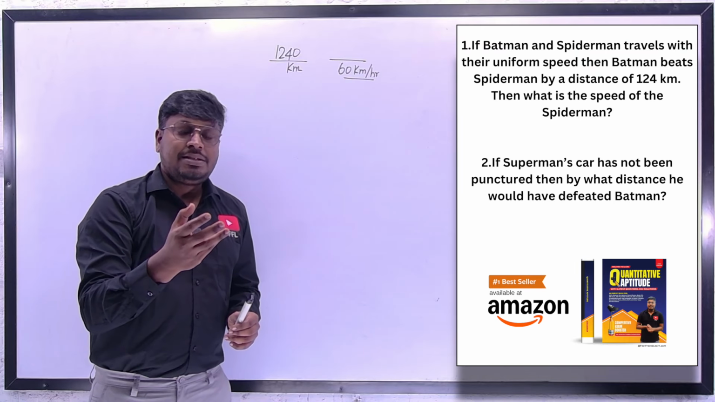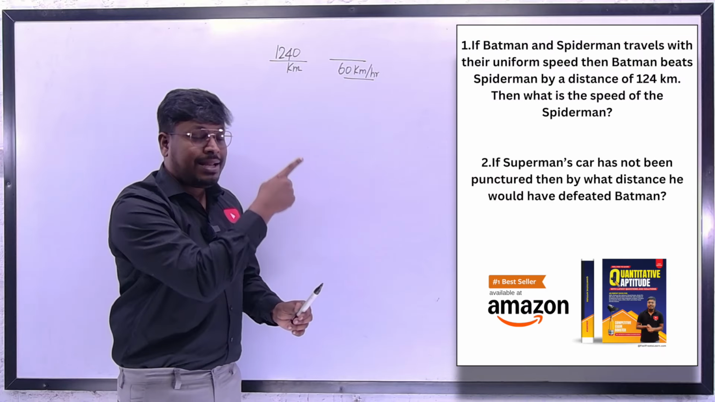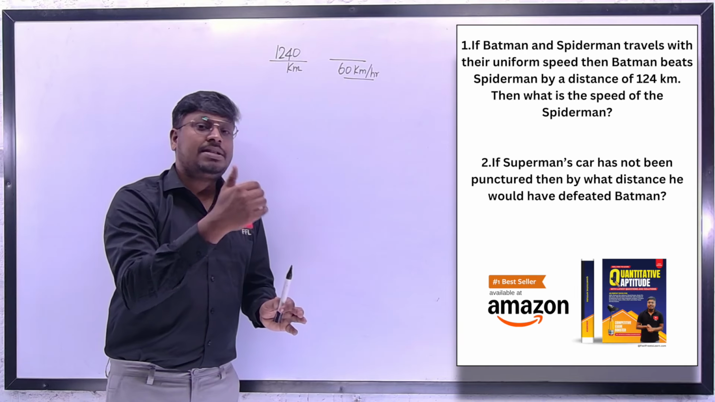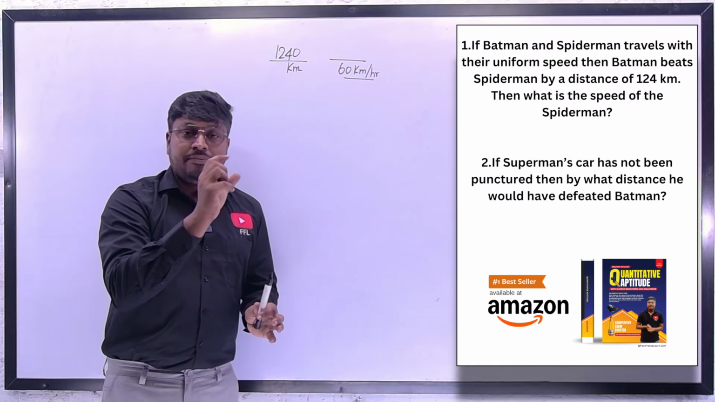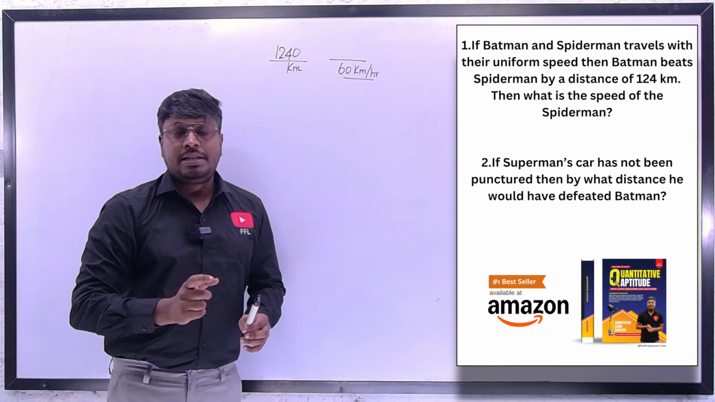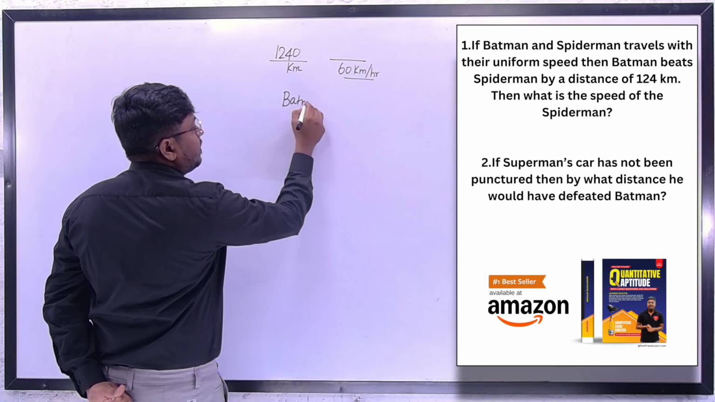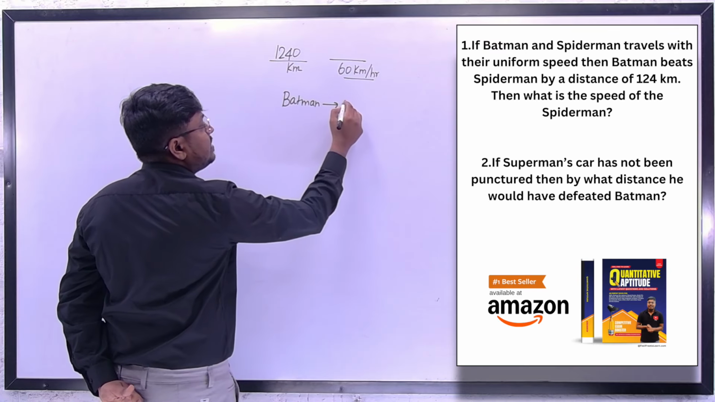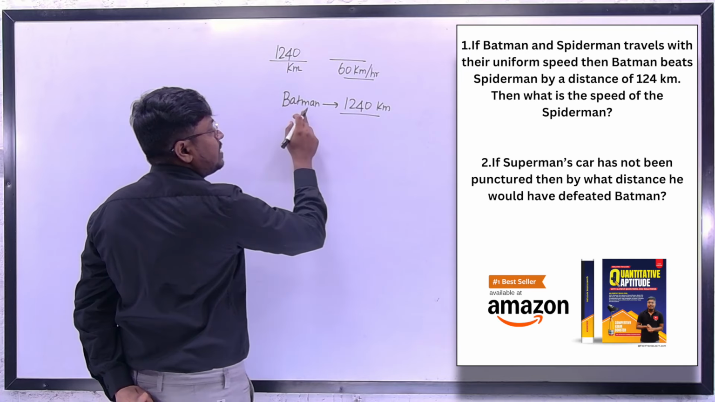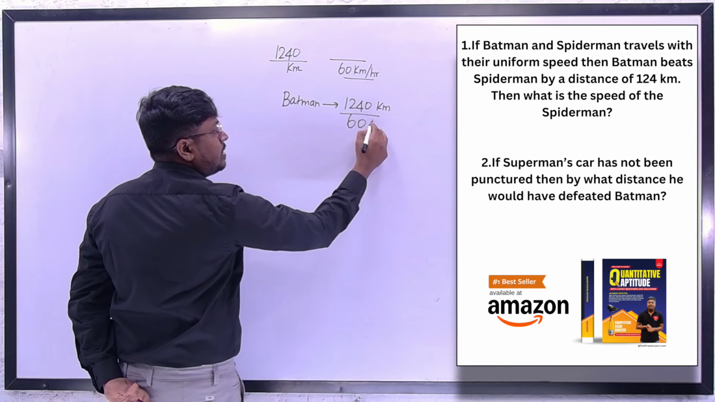What is the meaning of it? In the initial stage of this video, I told you to learn the races concept clearly. I have posted a separate lesson on races, which comes under the time and distance topic. If one person defeats or beats another by this many kilometers, that means the first person, Batman, reaches the distance of 1240 kilometers, and what is the speed? Time is equal to distance by speed, so distance by speed, with speed 60 kilometers per hour.